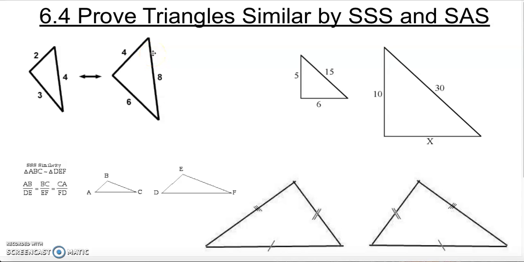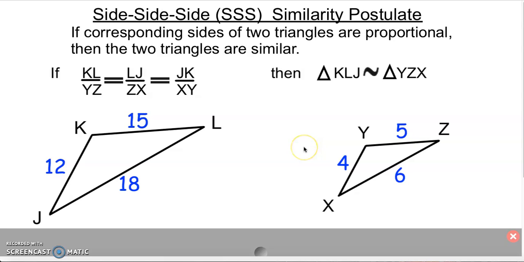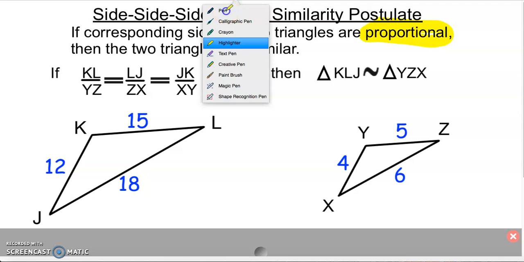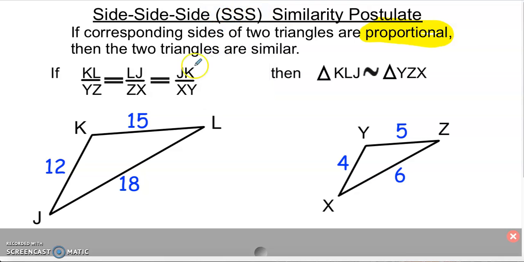This is the 6.4 section of proving triangles similar using the shortcuts of side, side, side, and side, angle, side. So let's take a look at the first shortcut, which is side, side, side. If corresponding sides of two triangles are proportional, and that's a key word there, proportional, not congruent, then the two triangles are going to be similar. In this case, I don't even have to check the angles, but I am going to have to check all of the sides to make sure all the sides are proportional.